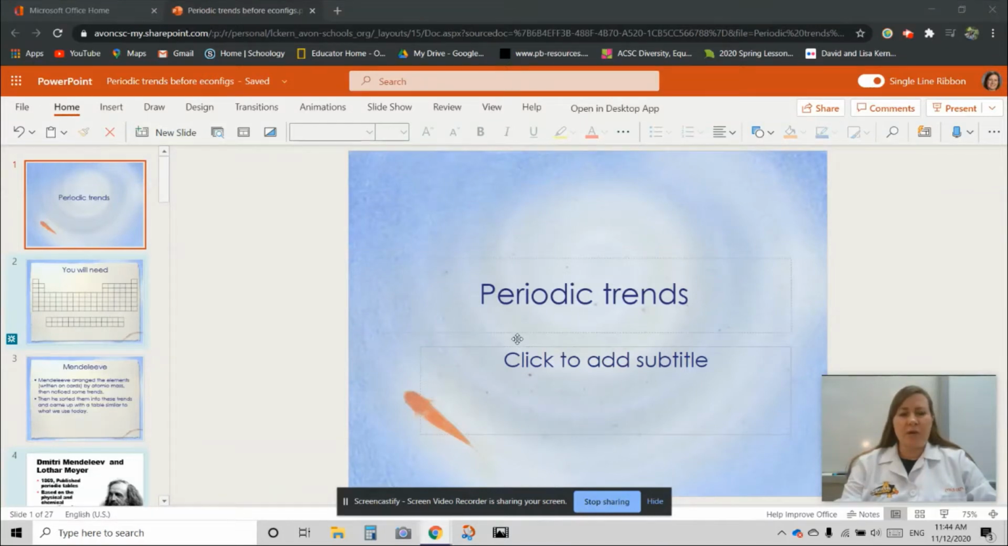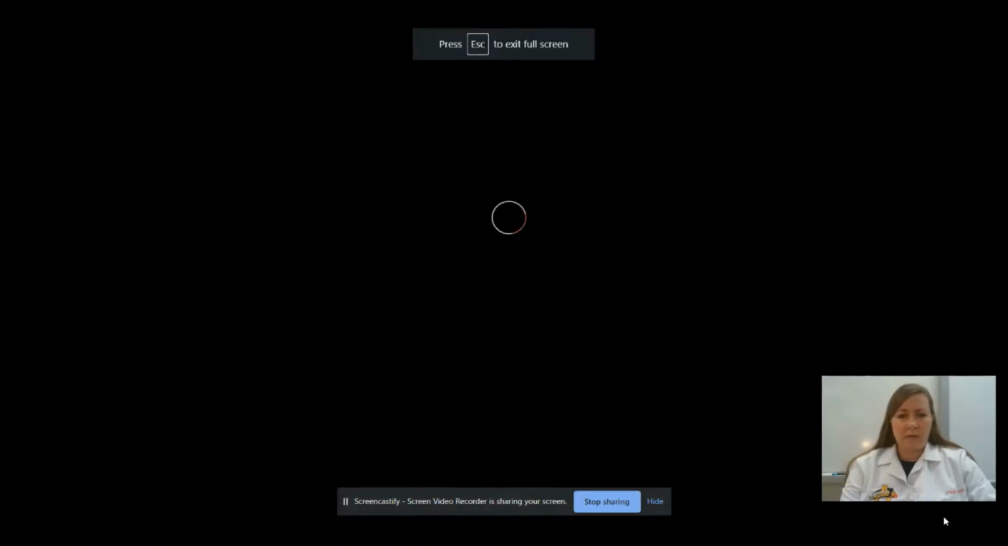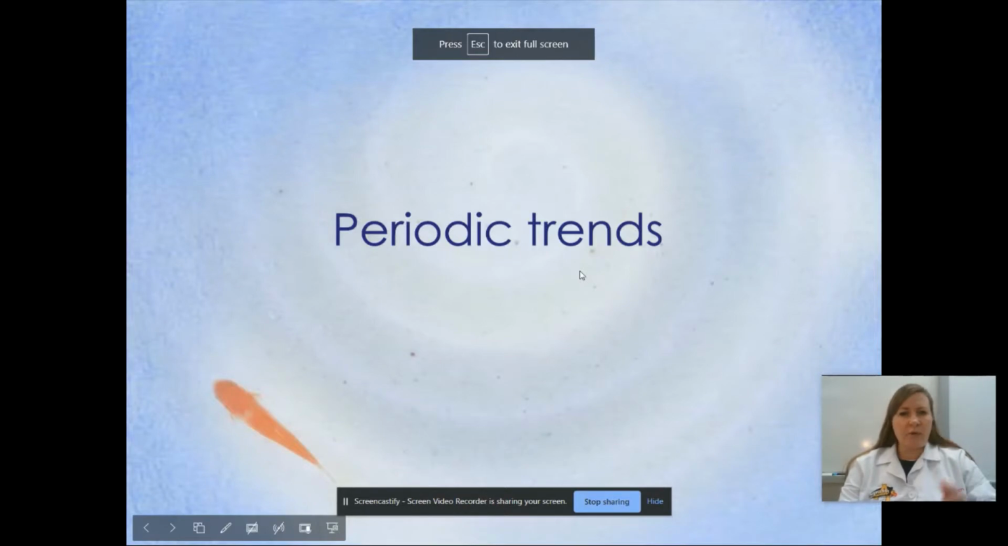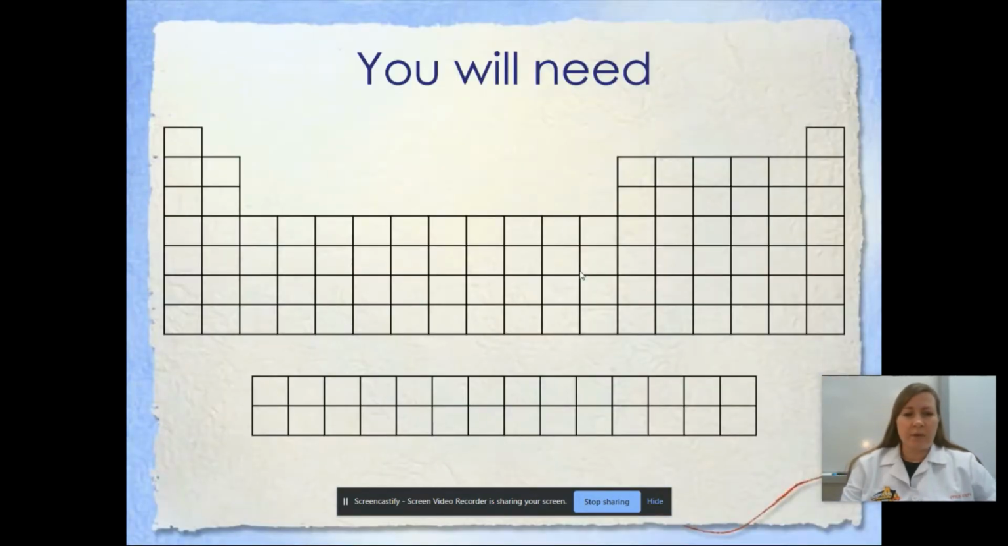Hi students, today we're going to do a little bit of review on periodic trends. We've already talked about most of these, and there are a couple of others that we're going to add in as well. So we're going to go through the PowerPoint that you've already seen and just catch a couple extra things here that we didn't talk about yet.